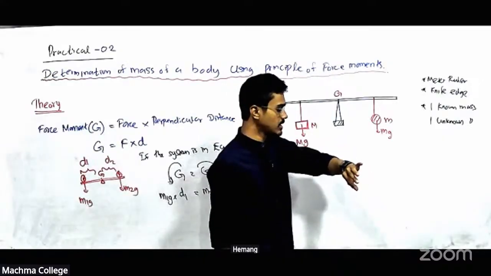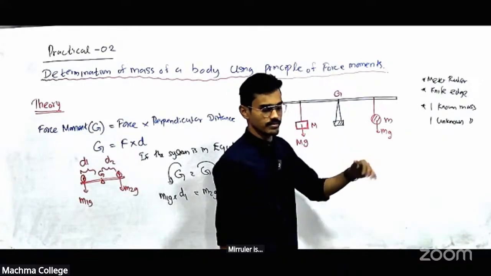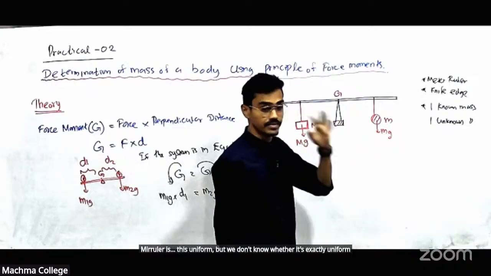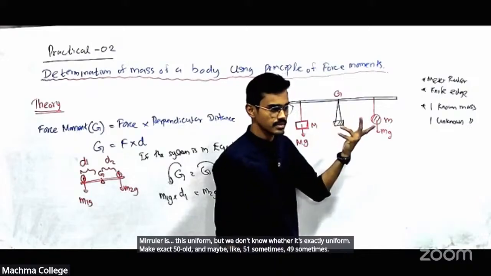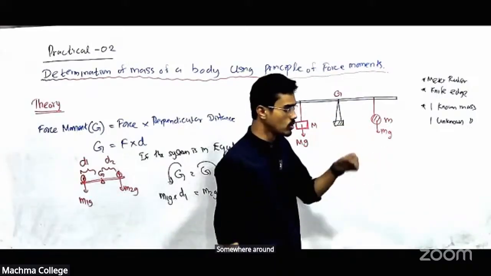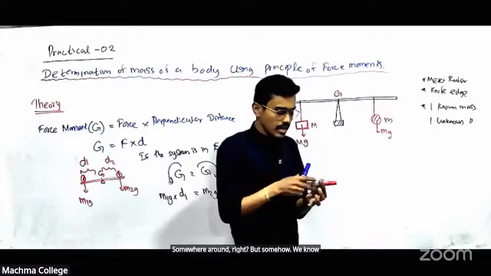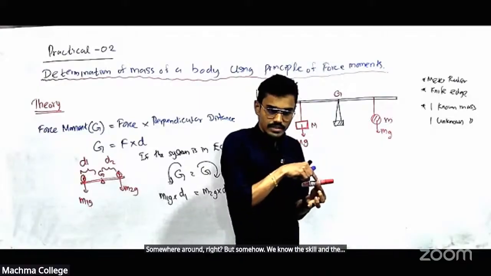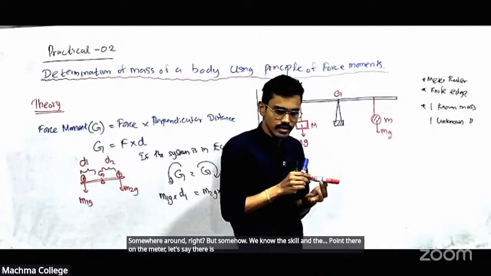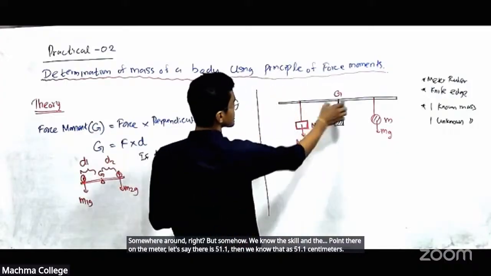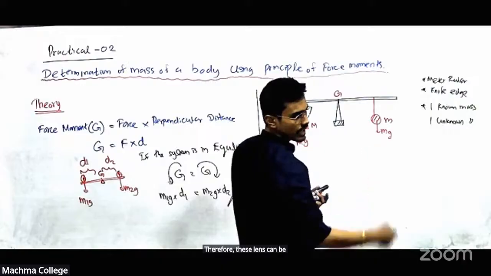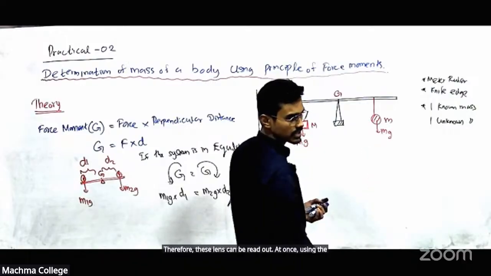Meter ruler is just uniform, but we don't know whether it's exactly uniform. It may be like 51 sometimes, 49 sometimes, somewhere around, right? But somehow we know the scale and the point there on the meter ruler. Let's say that is 51.1, then we know that as 51.1 centimeters. So therefore, these lengths can be read out at once using the meter ruler itself, right?